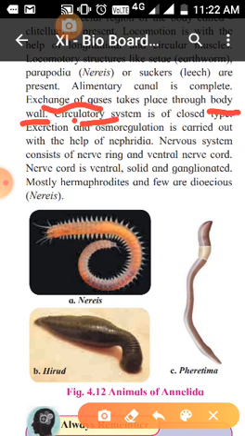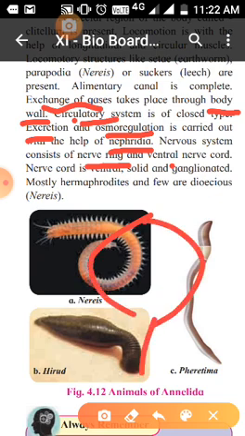Here in their body, excretion and osmoregulation happen with the help of a special organ called nephridia. Yesterday I showed you the nephridia structure. Just go back and see the last end of the video. And the nervous system has nerve rings and ventral nerve cords. So it's very simple. They have the nerve ring and the nerve cord. It's a very simple nervous system.